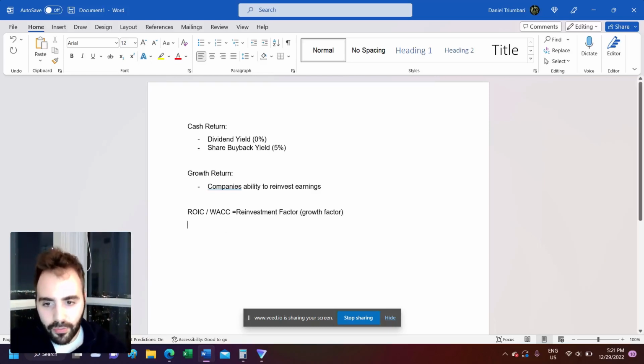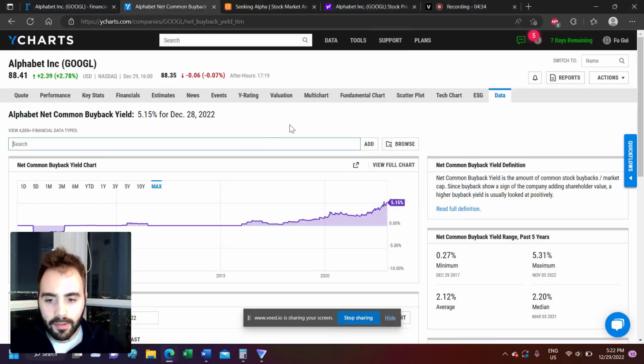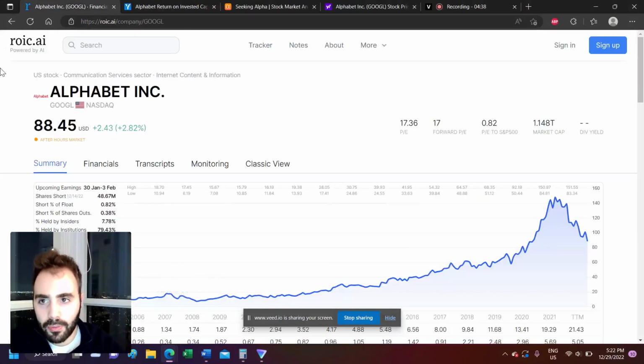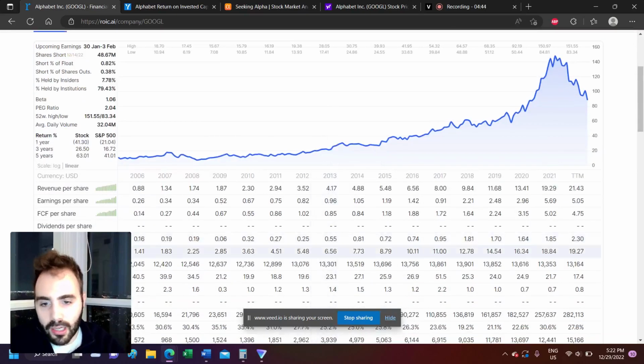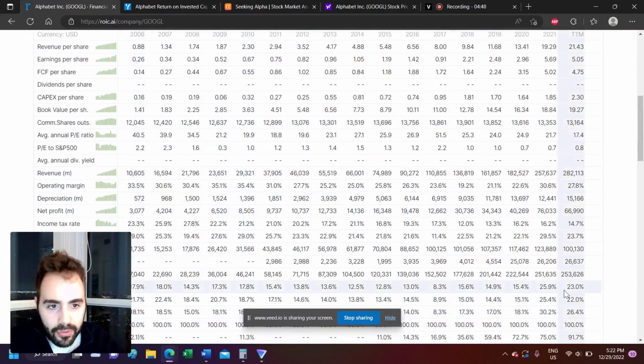So I'll show you what I mean. If we look at Google, their return on invested capital can be found just simply by typing in return on invested capital, or if you want to use this free resource here, which is ROIC.ai, which is an AI-powered free sort of stock database. You can look at return on invested capital and see what Google has been able to return on its invested capital over the last 4 or 5 years.